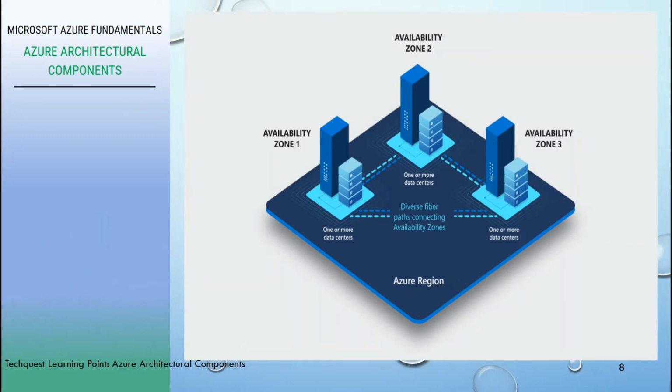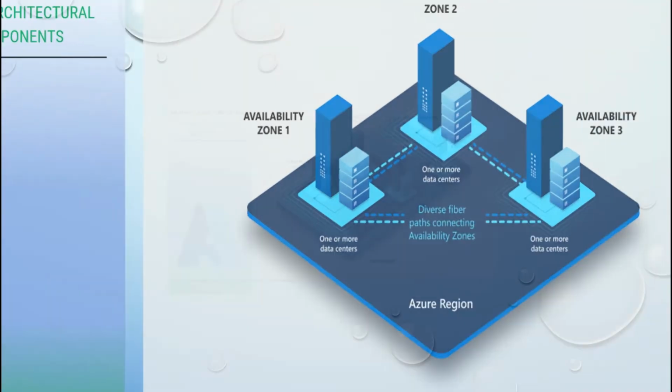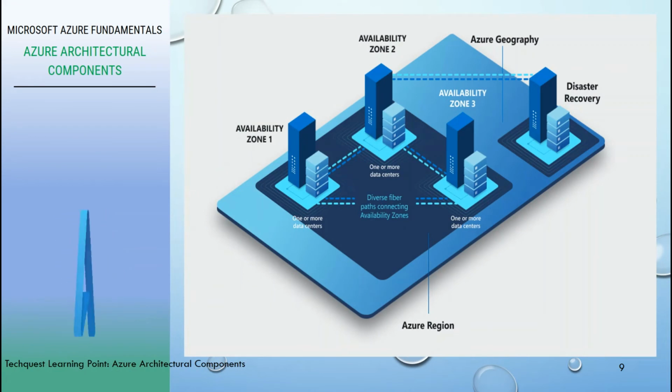Each zone is composed of one or more data centers equipped with independent power, cooling, and networking infrastructure. Availability zones are designed so that if one zone is affected, regional services, capacity, and high availability are supported by the remaining two zones. Azure regions are designed to offer protection against localized disasters with availability zones, and protection from regional or large geography disasters with disaster recovery by making use of another region.